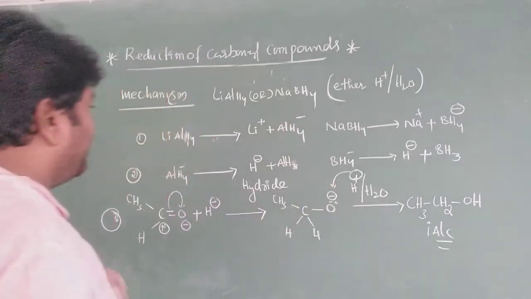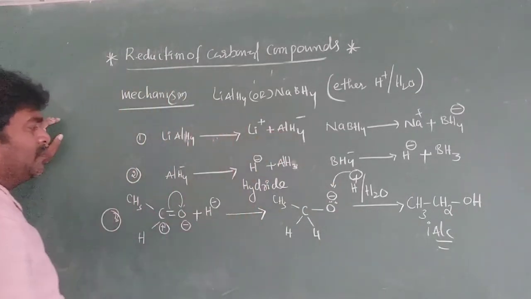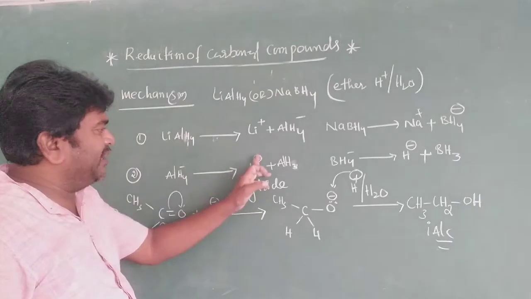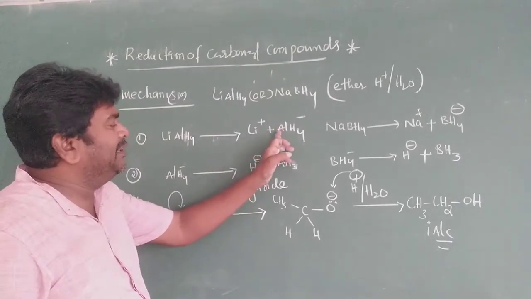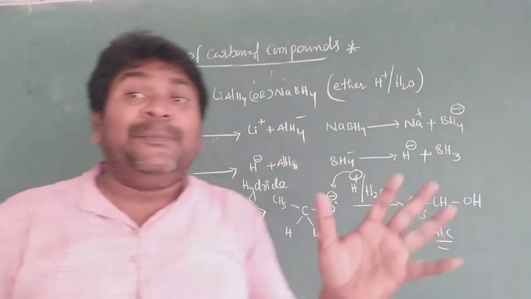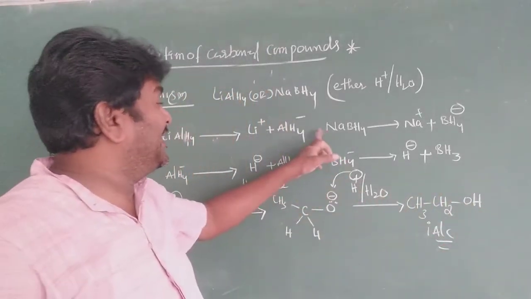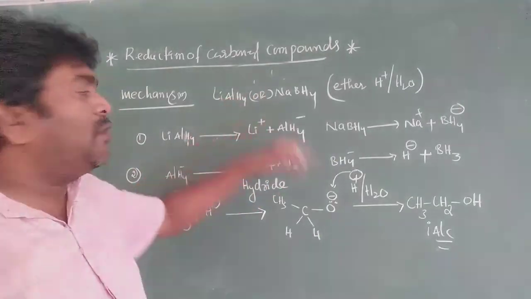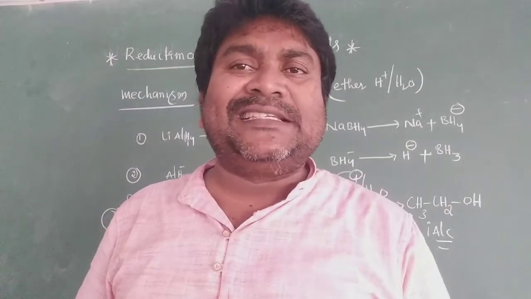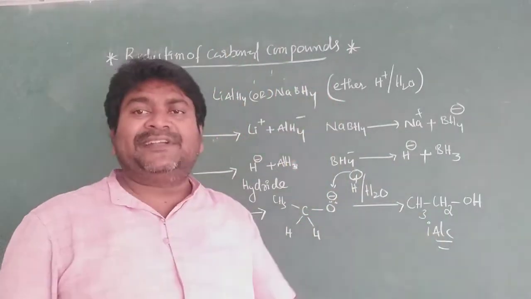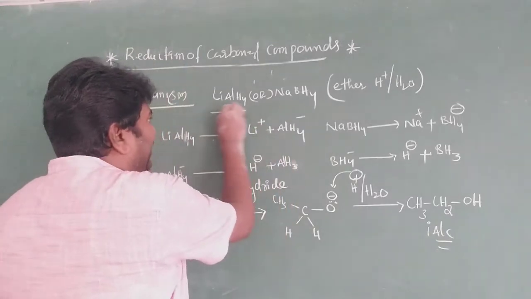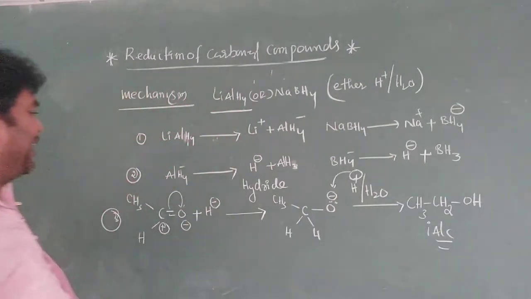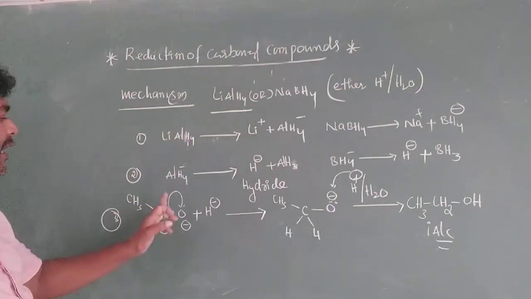Why? Because of aluminum. H minus ions can easily be released from aluminum, because aluminum is a bigger atom than boron. That's why it can release H minus ion easily, and lithium aluminum hydride is a better reducing agent than sodium borohydride. But it is more expensive. That is very, very important. You have to remember, this is a more expensive reaction. This is for aldehyde.